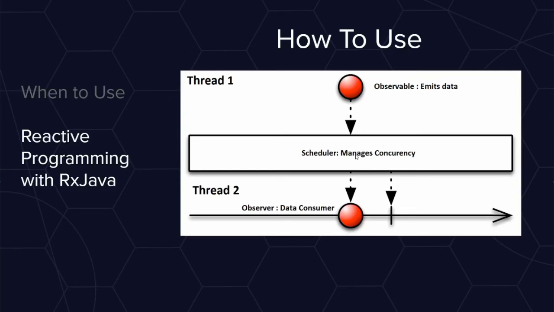RxJava is for asynchronous programming, and we need thread management. This is where schedulers come into the picture. Schedulers are the component in RxJava that tells observables and observers on which thread they should run. You can use the observeOn method call to tell observers on which thread they should observe, and you can also use subscribeOn to tell the observable on which thread it should run.